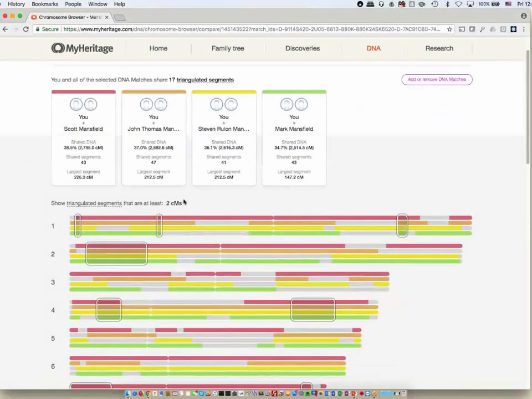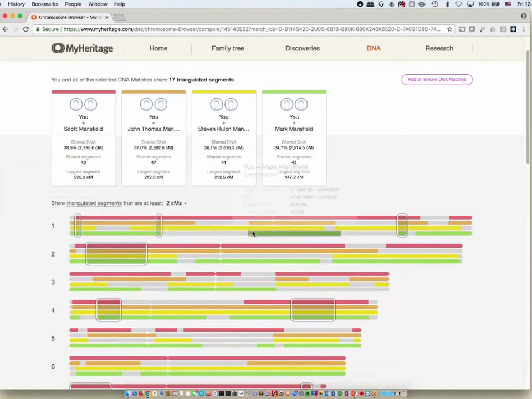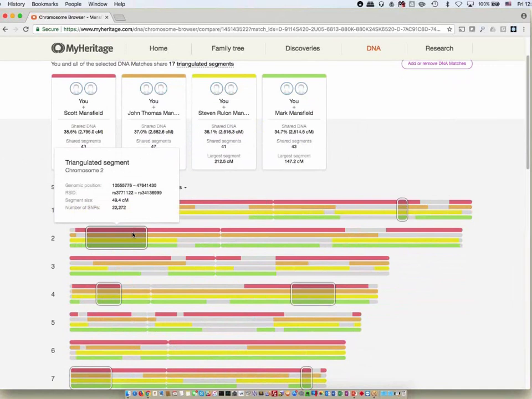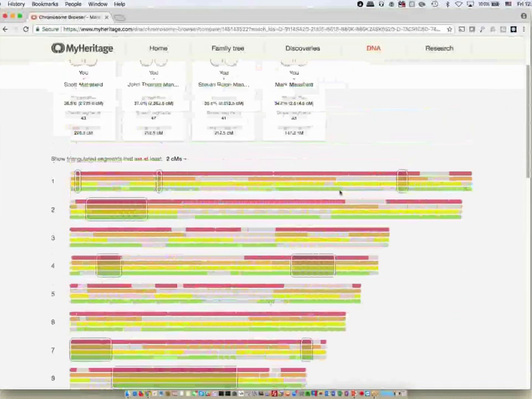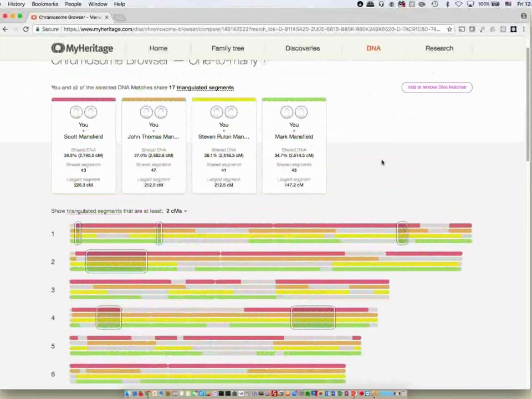And here's what I see. My analysis between myself and Scott is in red. My analysis with myself and John is in this burnt orange color. Yellow is Steve, and then green is Mark. These triangulated segments are segments that this group of 5 people all share together. What you'll notice is that as a group of brothers, we don't share the exact same autosomal DNA, and that goes back to what we talked about in meiosis and how the sperm and eggs are developed. So we shouldn't be too surprised by this.